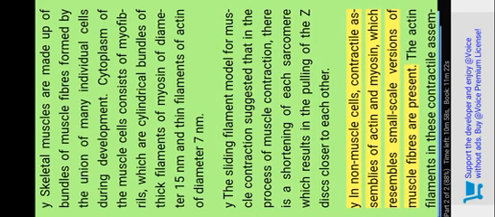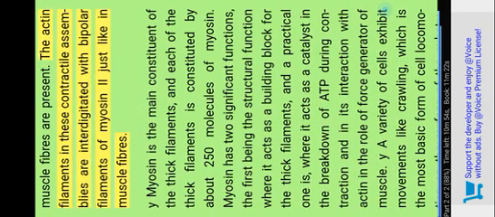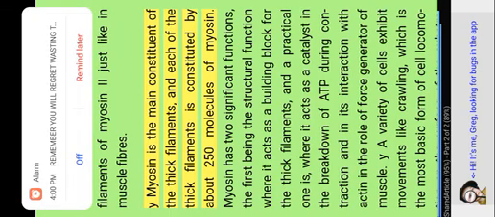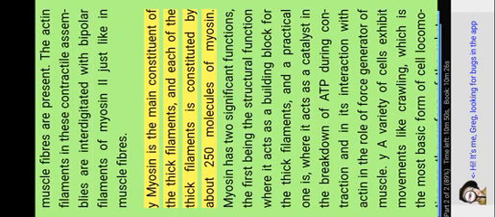In non-muscle cells, contractile assemblies of actin and myosin, which resemble small-scale versions of muscle fibers, are present. The actin filaments in these contractile assemblies are interdigitated with bipolar filaments of myosin 2 just like in muscle fibers. Myosin is the main constituent of the thick filaments, and each of the thick filaments is constituted by about 250 molecules of myosin.